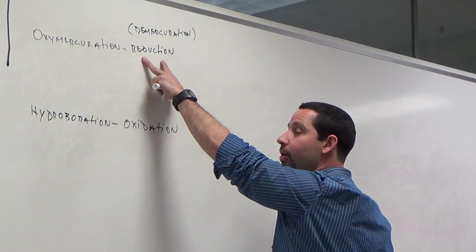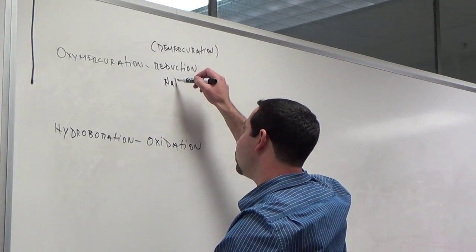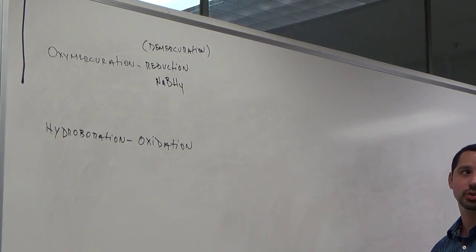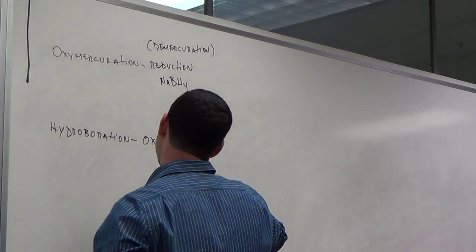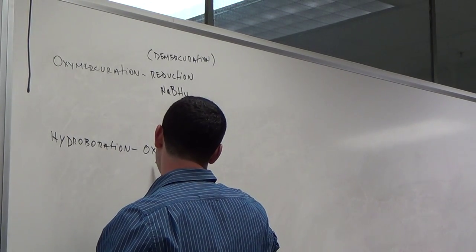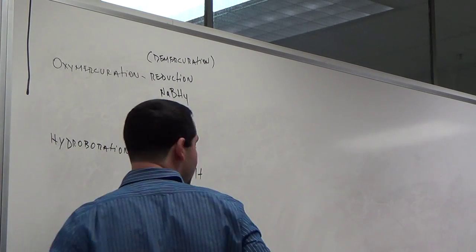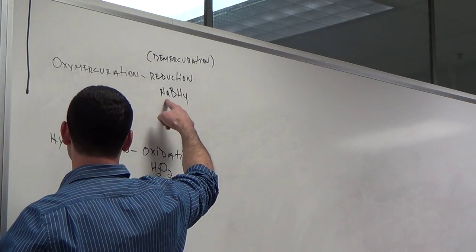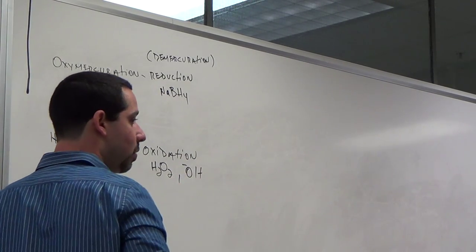What is this going to have here? A reducing agent, which will be sodium borohydride. This hydride is a source of H minus. The second part, oxidation, will be with hydrogen peroxide, an oxidizing agent, and OH minus. This is how you remember the second part: reduction, sodium borohydride; oxidation, peroxide and OH minus.